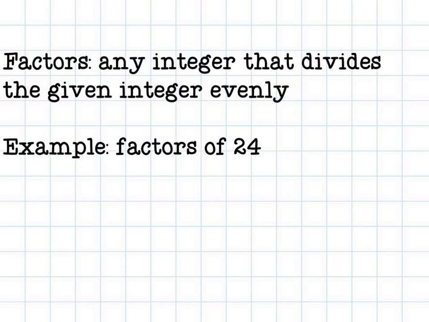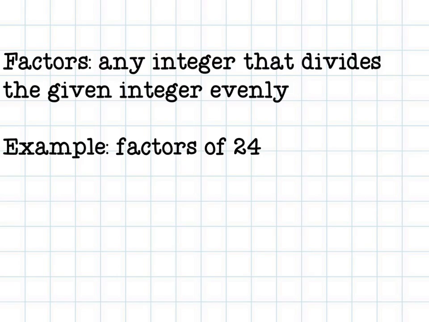Factors are any integer that divides the given integer evenly. For example, factors of 24 should be written in pairs. If you write them in pairs and go in order, you will be able to determine whether or not you have found all of the factors.